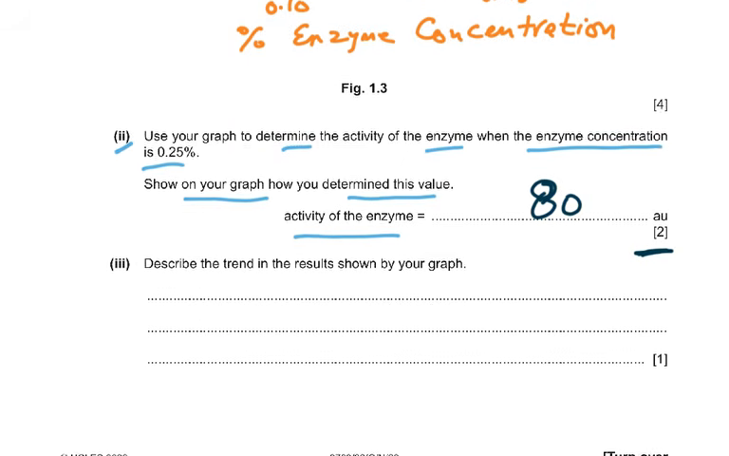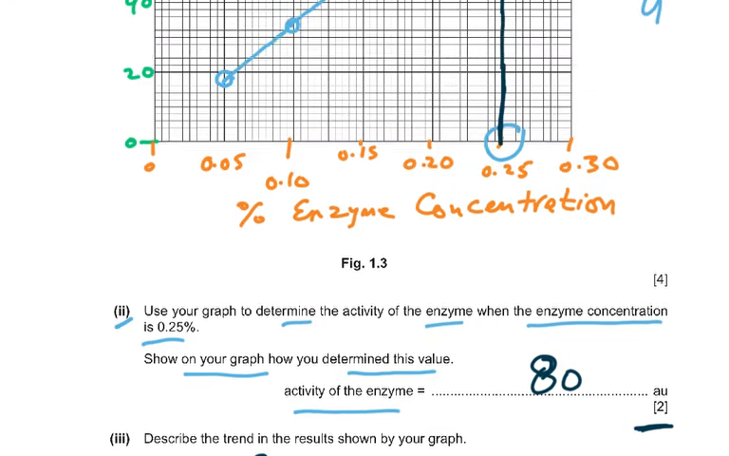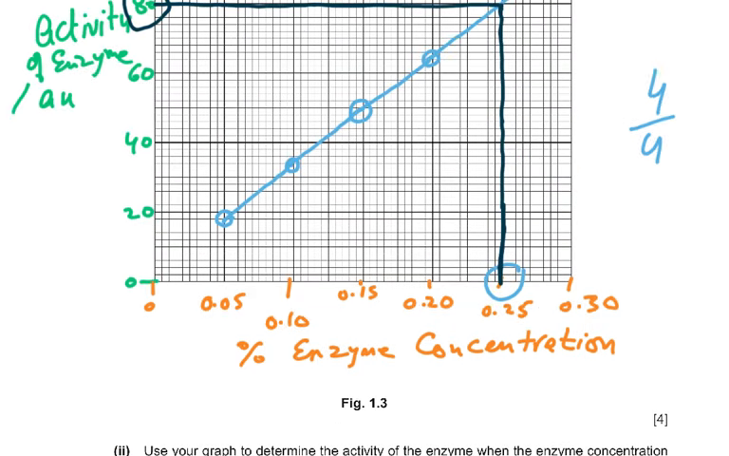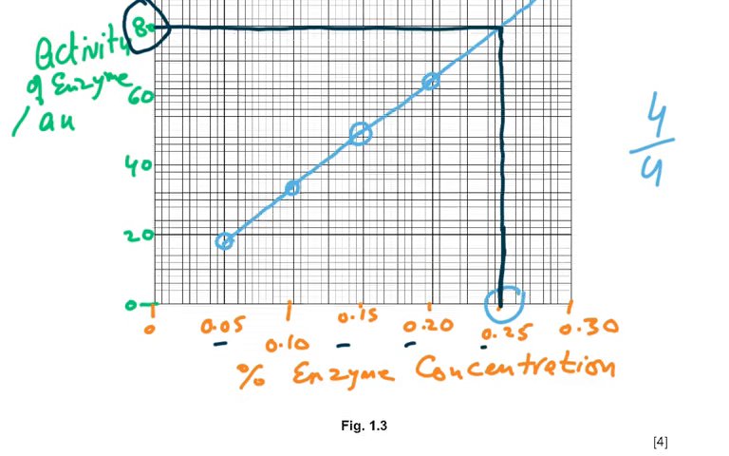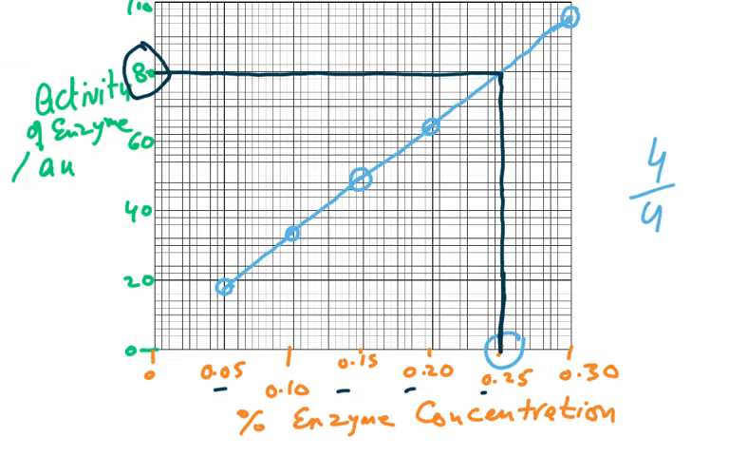Describe the trend in the result shown by your graph. What is the trend? It's a very simple trend. As the enzyme concentration increases, the enzyme activity increases. It's a very, very simple graph. You can see as the enzyme concentration is increasing from 0.05, 0.10, 0.20, 0.25, the activity of the enzyme is also increasing. From 2 it went up to 4, 5, 6, 7, it's increasing up to 20, 40, 60, 80, so it's increasing.